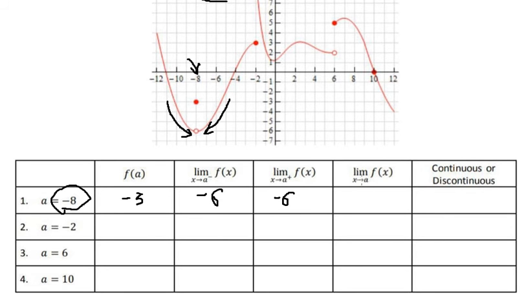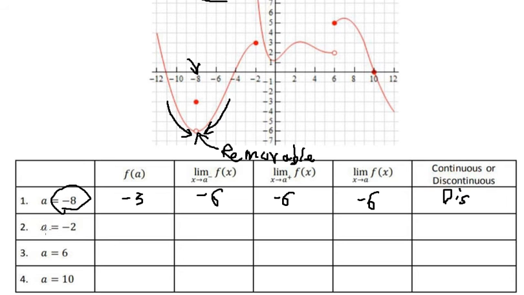And the last one, as a approaches, if we check from the left and from the right, they are still negative 6, so the limit is about negative 6. But we have the white dot in here, and we call this one removable. Because that's removable, we say that's discontinuous. So I just write this in here. Let's say discontinuous.